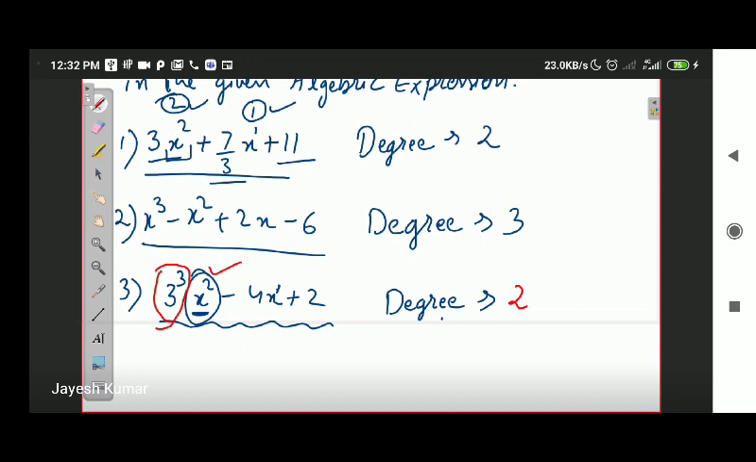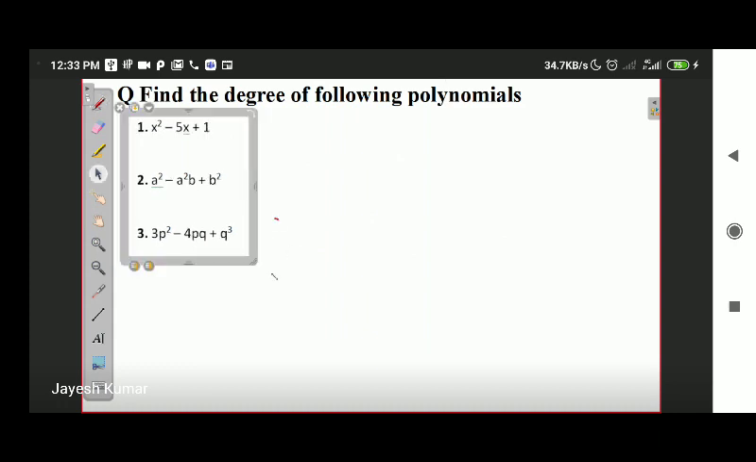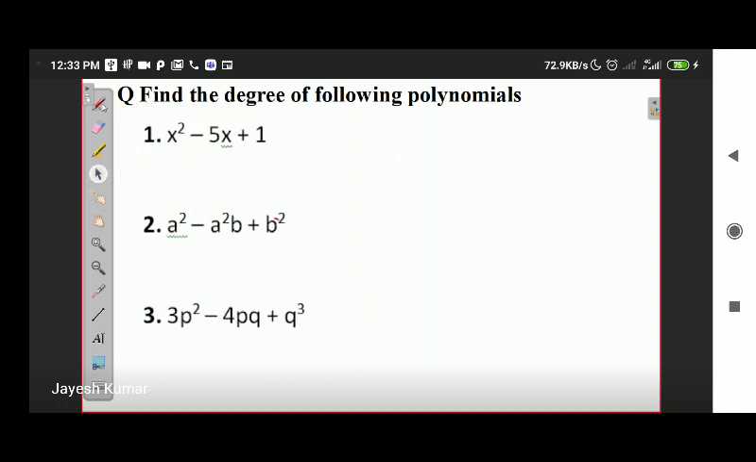This is one of the practice questions in your examples. The question is, find the degree of the following polynomial. Let me enlarge it a bit. In the first part, you have to determine the degree. This is x^2 - 5x + 1. So as you can easily see, the degree of this polynomial is going to be 2. Why? Because the highest power of x present in this question is 2.